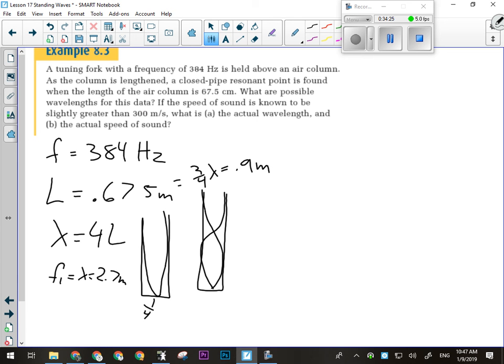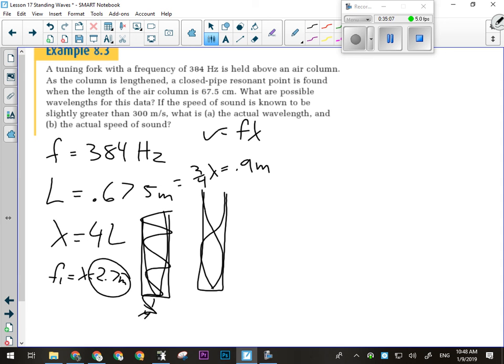They're saying here now that if the speed of sound is known to be slightly greater than 300 meters per second, what is the actual wavelength of the sound? So all we have to do here is confirm, is it this one, or is it maybe another one after that that we haven't calculated yet? If I take 2.7 meters to be the wavelength, and I know the frequency is 384 hertz, V equals F times lambda. If I multiply this number and this number together, am I getting anything anywhere near 300 meters per second? No, I'm getting like 900. So that resonant point that we measured at this distance is definitely not this one.